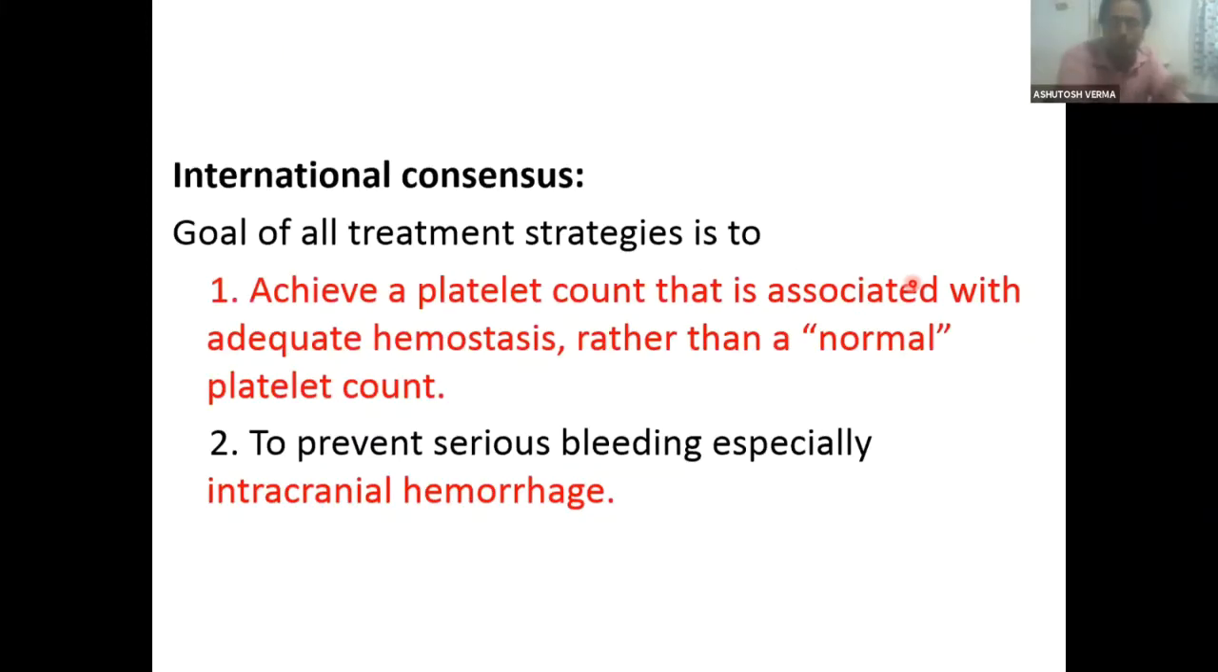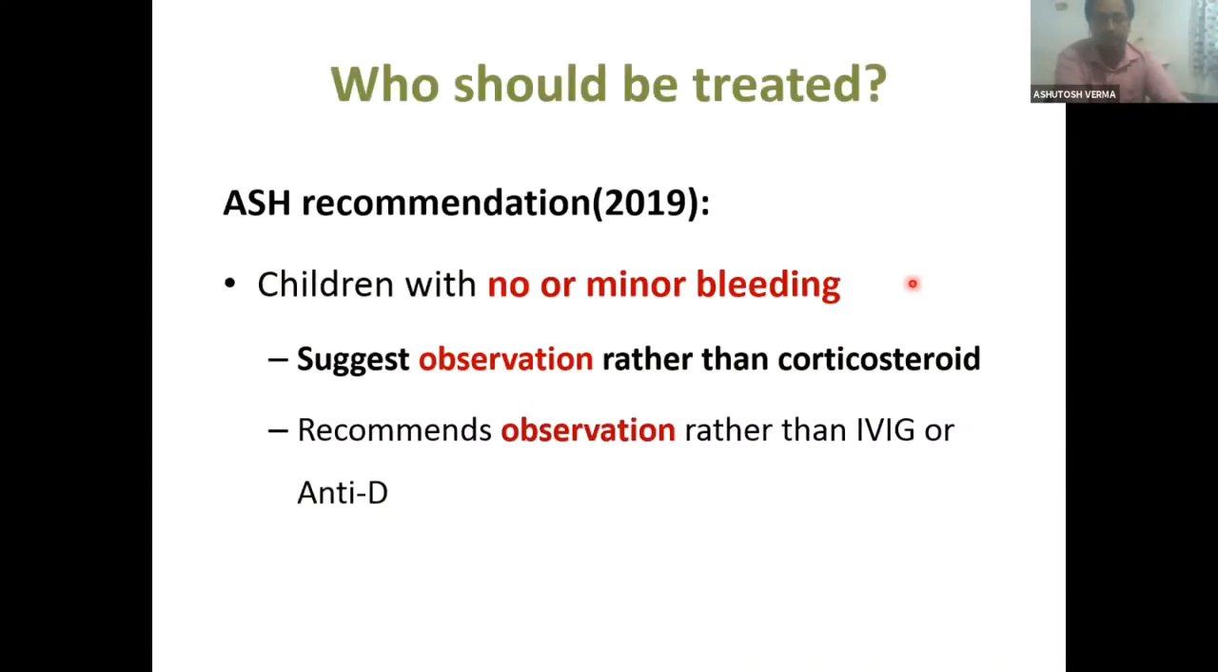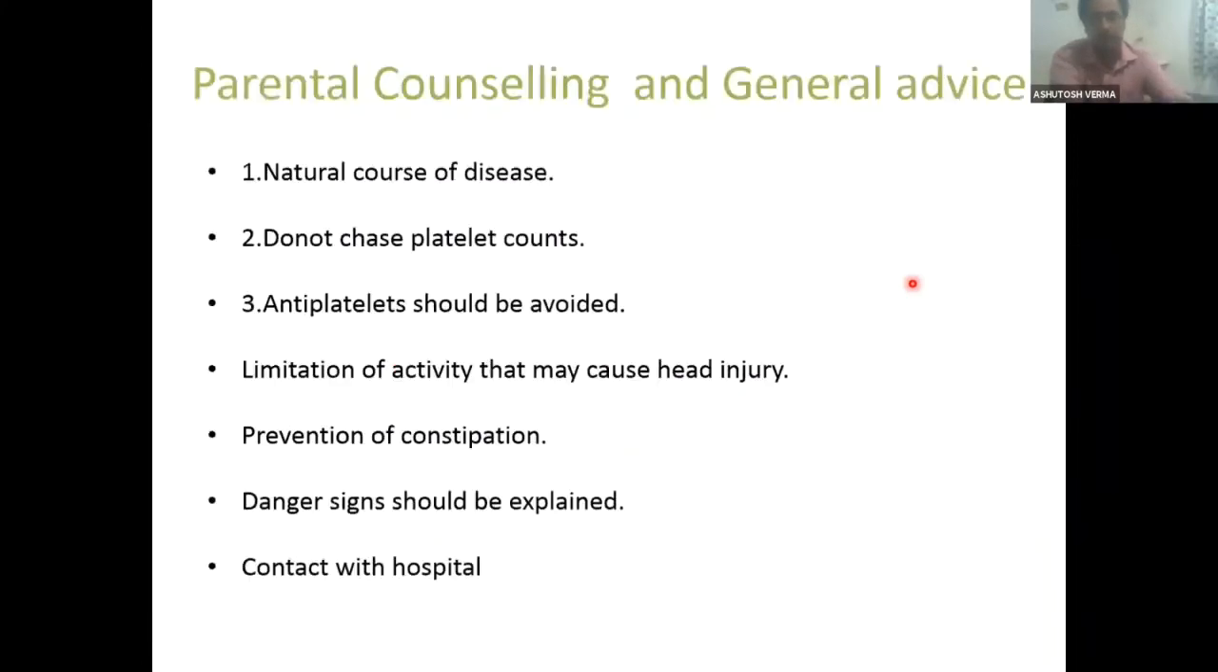The goal of all treatment strategy is to achieve a platelet count that is associated with adequate hemostasis rather than a normal platelet count. The second goal is to prevent serious bleeding, especially intracranial hemorrhage. Now the big question is, who should be treated? The ASH recommendation 2019 clearly says that children with no or minor bleeding, we should not treat. We should always keep the child on observation. We should not give corticosteroid or IVIG or anti-D.